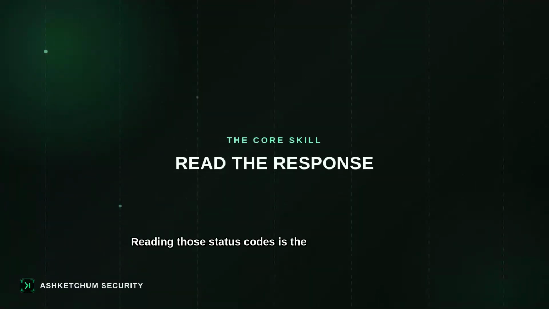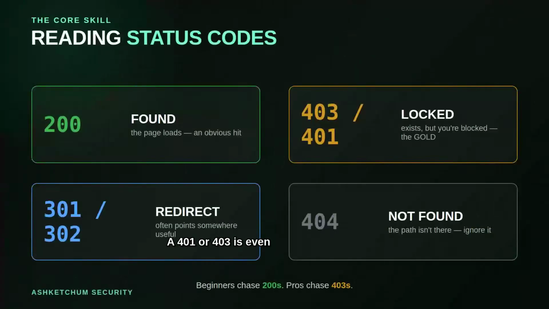Reading those status codes is the core skill, so let's be clear. A 200 means the page exists and loads, an obvious hit. A 401 or 403 is even more interesting. It means the path exists, but you're not allowed in. That's a locked door worth attacking. A 301 or 302 is a redirect, often pointing you somewhere useful. And a 404 means not found. The path isn't there. Ignore it.